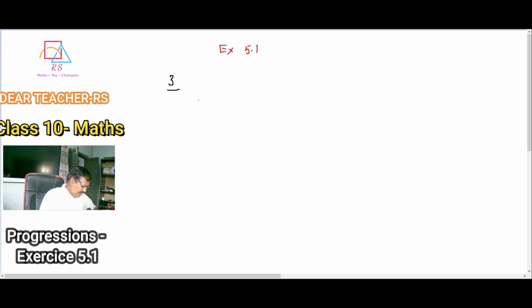Third question. For the following APs, write the first term and the common difference. We have to find out the first term and the common difference for all the bits. There are 4 bits. So I will be doing the difficult one only. Third bit I will do because fractions are there. The AP is given like this: 1 by 3, 5 by 3, 9 by 3 and 13 by 3 and goes on.